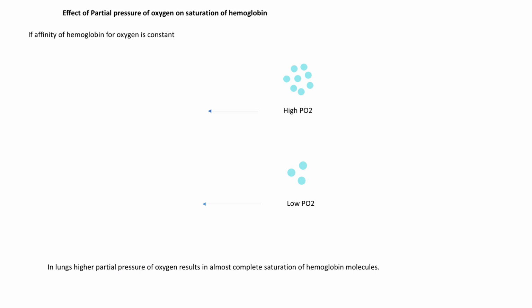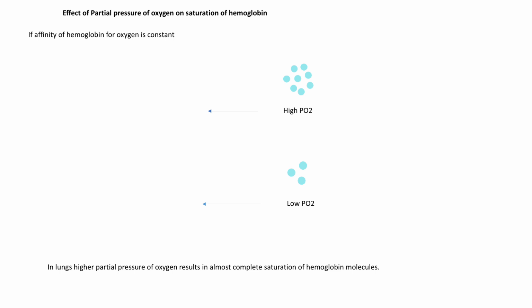Now let's discuss factors that affect binding or dissociation of oxygen from hemoglobin. These factors affect uptake of oxygen in the lungs and delivery of oxygen in tissues. One of the main factors that affects oxygen binding and dissociation is partial pressure of oxygen. Partial pressure of oxygen affects binding or dissociation of oxygen even if the affinity of hemoglobin remains the same.